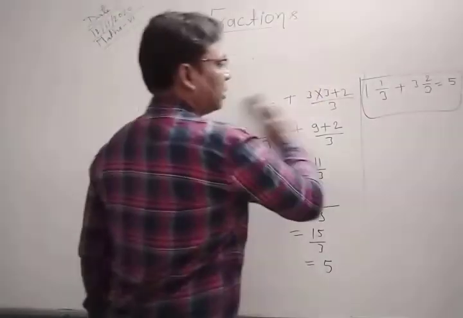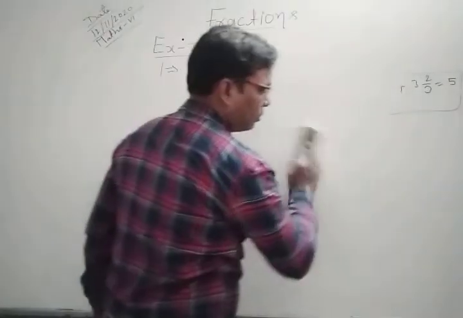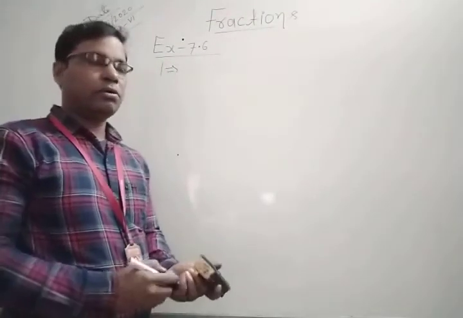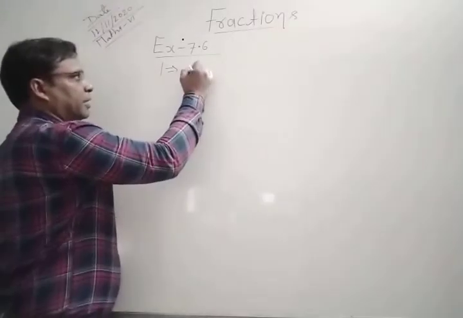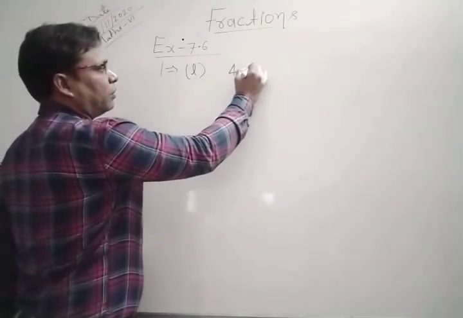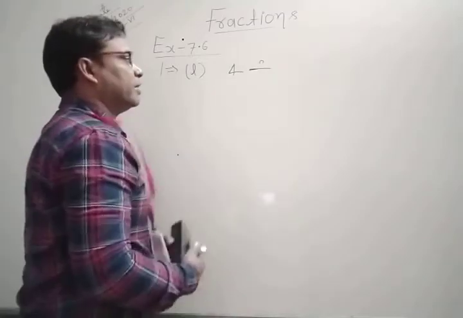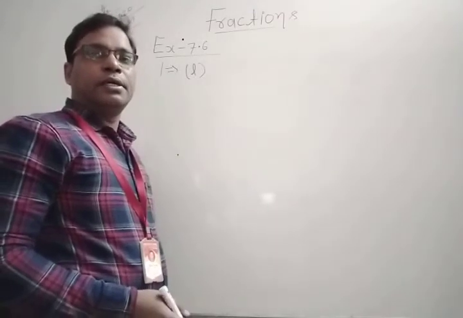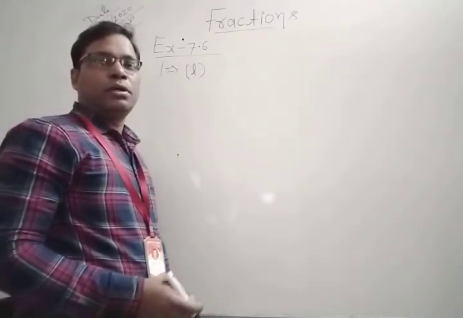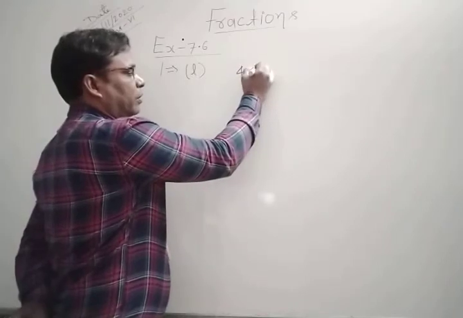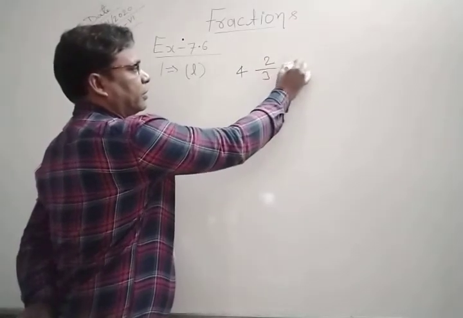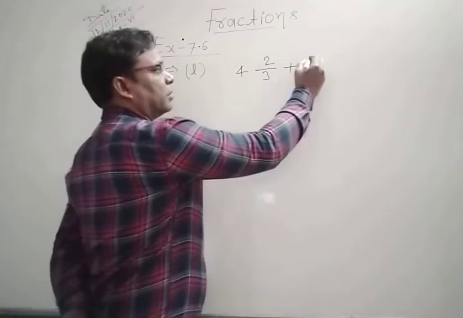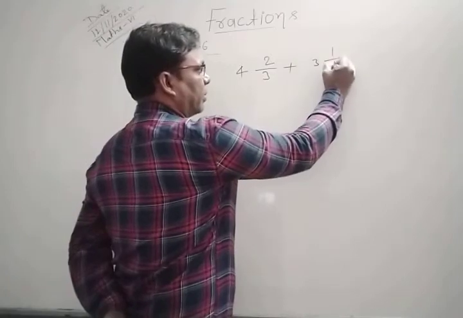Question number L. This is given: 4 whole 2 by 3. This is part L of question number 1. What is the question? Part L. This is given here: 4 whole 2 by 3 plus 3 whole 1 by 4.